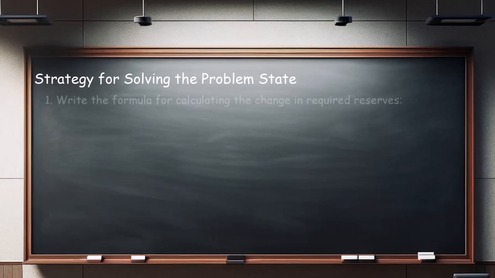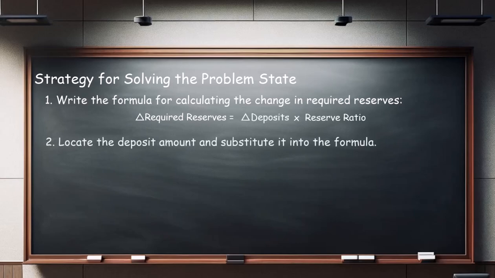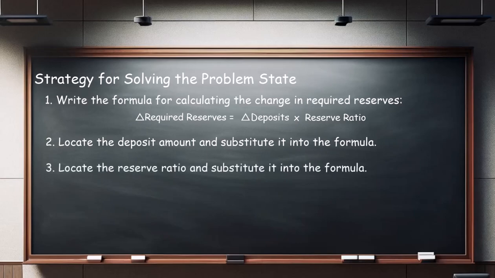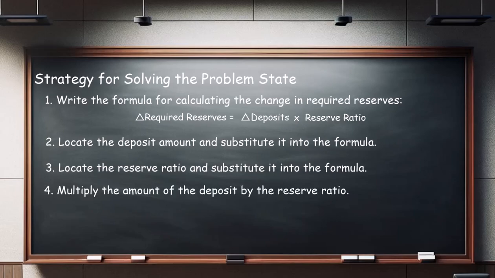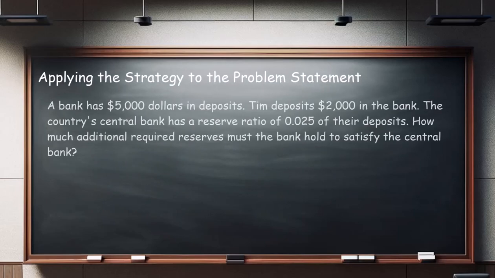1. Write the formula for calculating the required reserves. Change in required reserves equals change in deposits times reserve ratio. 2. From the problem statement, locate the change in deposit amount and substitute it into the formula. 3. From the problem statement, locate the reserve ratio and substitute it into the formula. 4. Multiply the amount of the deposit by the reserve ratio. Now let's apply the strategy to the problem statement.